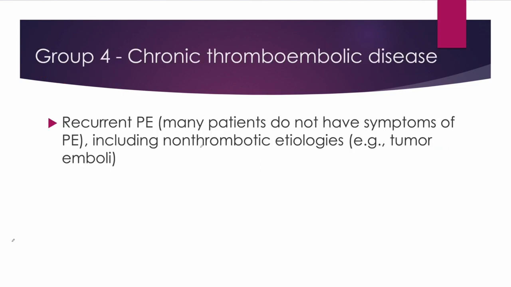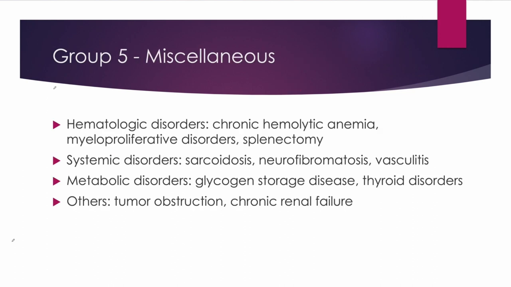Group four are going to be your chronic thromboembolic disease, so PE, chronic PEs, recurrent PEs. And then group five is going to be your miscellaneous. Like we said, there's hematologic disorders, hemolytic anemia, myeloproliferative disorders, and splenectomy. There's also systemic things like sarcoidosis, neurofibromatosis, and vasculitis, and some other diseases, tumor obstructions, chronic renal failure, and such. It's kind of the catch-all group.